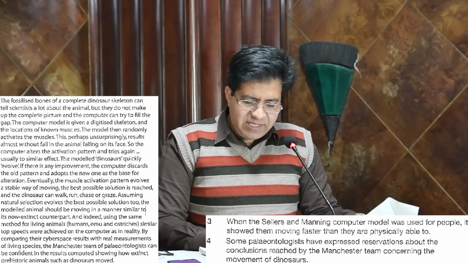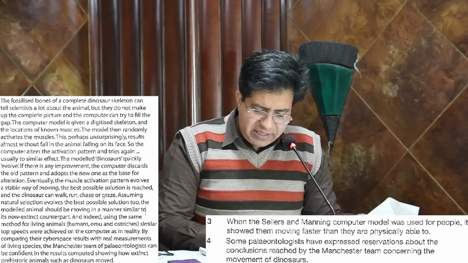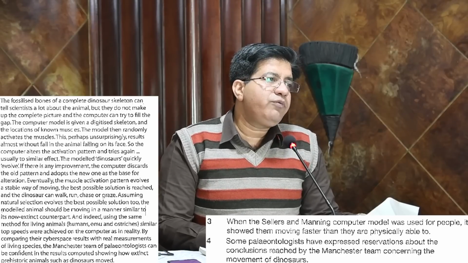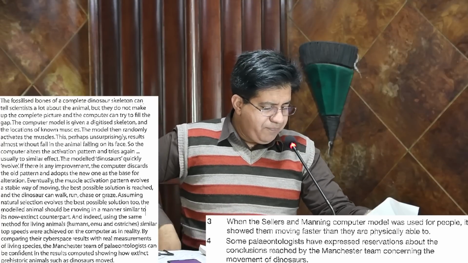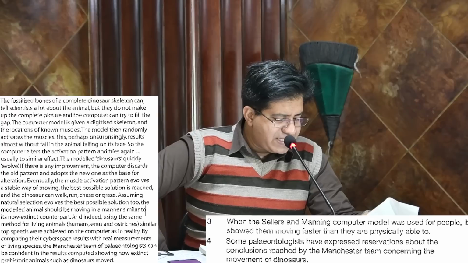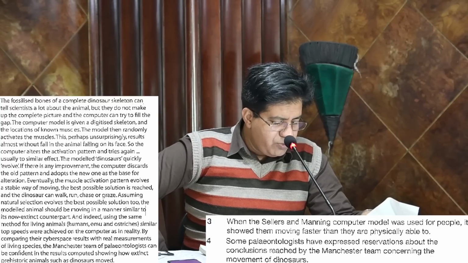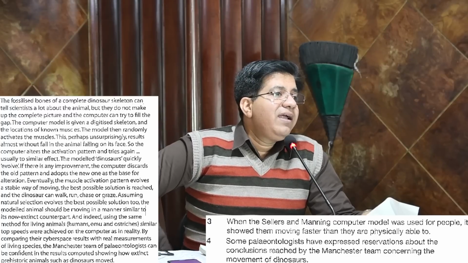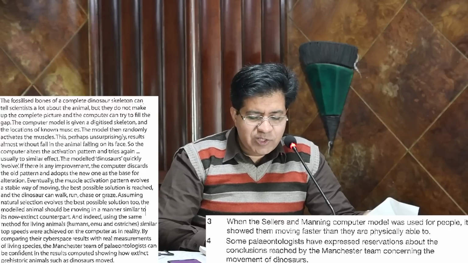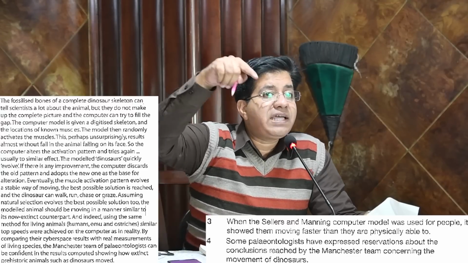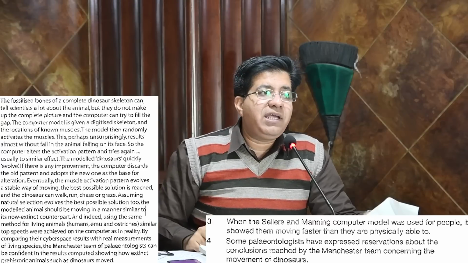Now, what's the question? When Sellers and Manning computer model was used for people, it showed them moving faster than they are physically able to. Just try to focus on one thing. Are they comparing physical movement of people and faster of them? Just see that. And indeed, using the same methods for living animals, humans, emu, similar top speeds were achieved on the computer as in reality. Top speeds as in reality. What does that mean? That means it's not faster than they are physically able to. Physically able to means reality. They are not faster than in physical reality. So the answer will be false.